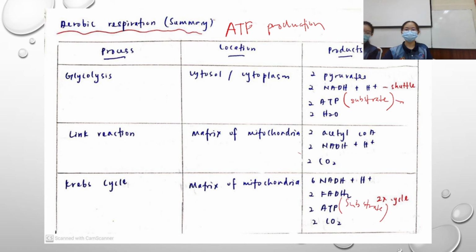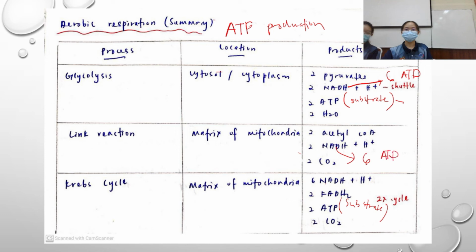As you know, substrate level phosphorylation is one of the ways of ATP production. The second way is oxidative phosphorylation. In the glycolysis process, 2 NADH are produced, so they will produce 6 ATP. In the link reaction, 2 NADH are produced, and also produce 6 ATP.